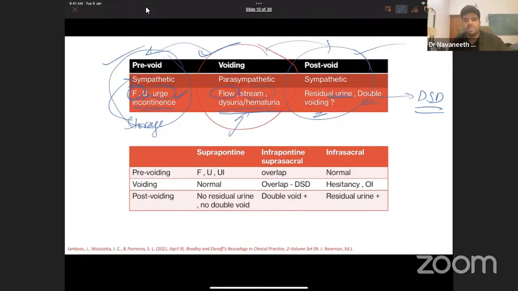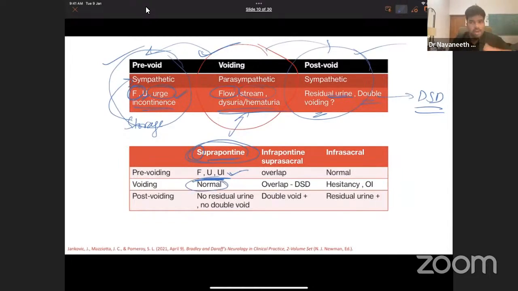If he's having a pre-voiding problem, it's a storage and a sympathetic issue. So based on that, we're going to divide the lesion. We're going to localize where the problem is. I told you again, if there is frequency, urgency, and urge incontinence, it's going to be an issue with the spinal cord or the pons, or the cortex. So it is the suprapontine lesion, which classically has frequency, urgency, and urge incontinence.